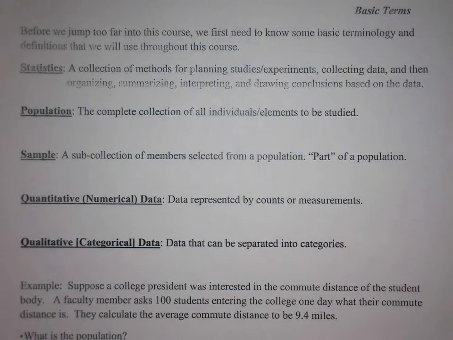We're going to look at some basic terms and definitions that we'll use throughout this course. You can read the definitions, and if you need to, take a minute and pause the video. We're going to go down to the example because I think it'll be easier to understand the definitions as we talk through an example. Okay, so we have statistics, population, sample, quantitative, and qualitative data.